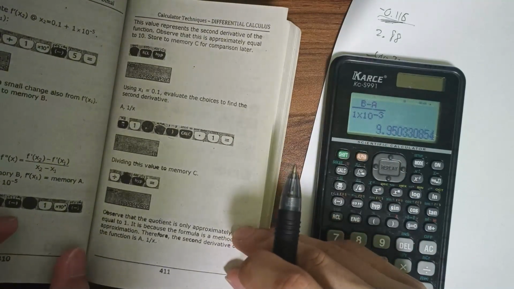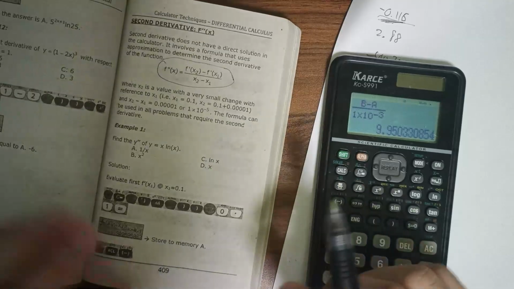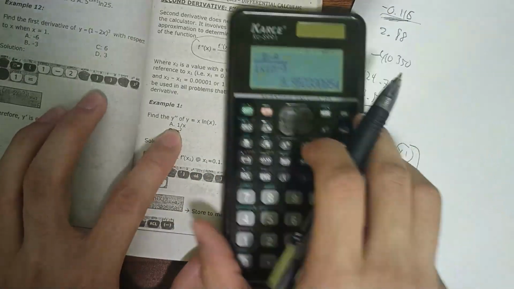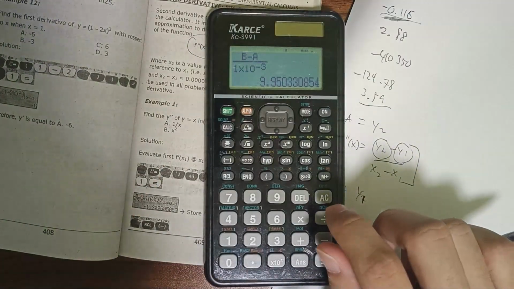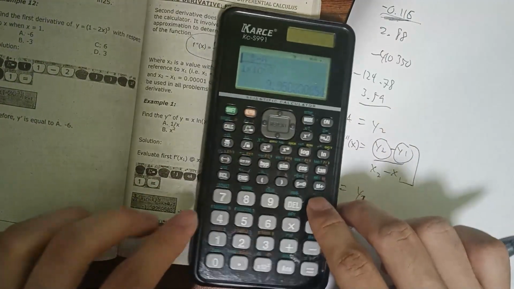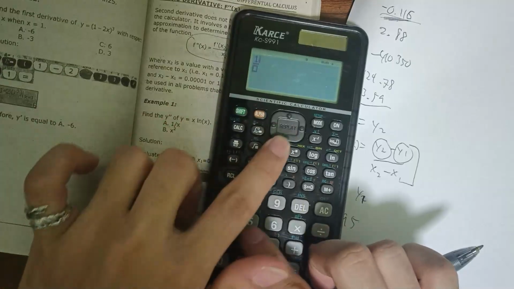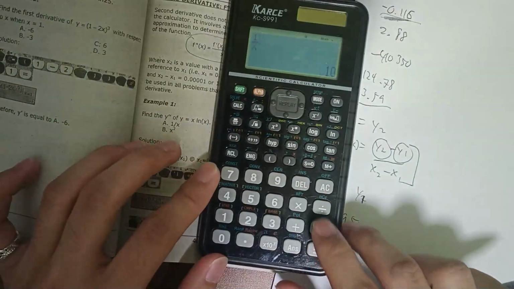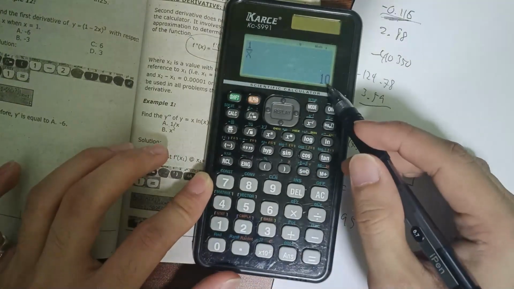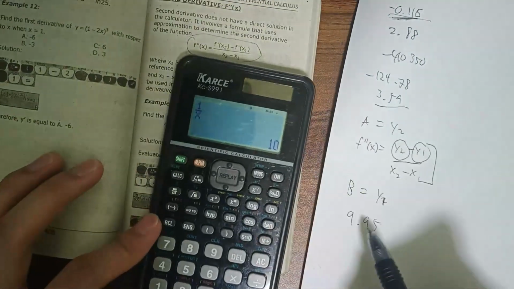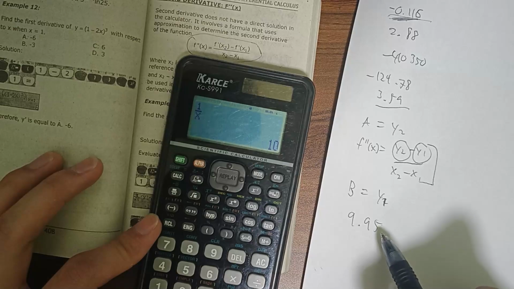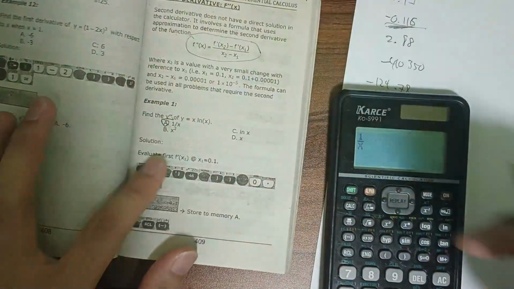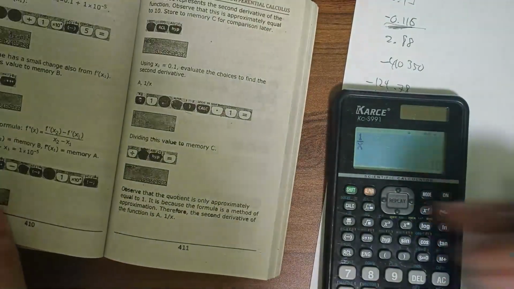So first, let's try letter A. 1 over x calc 0.1 equals, it's 10. So 9.95 is approximately equal to 10. Therefore, the answer is A. Next problem.